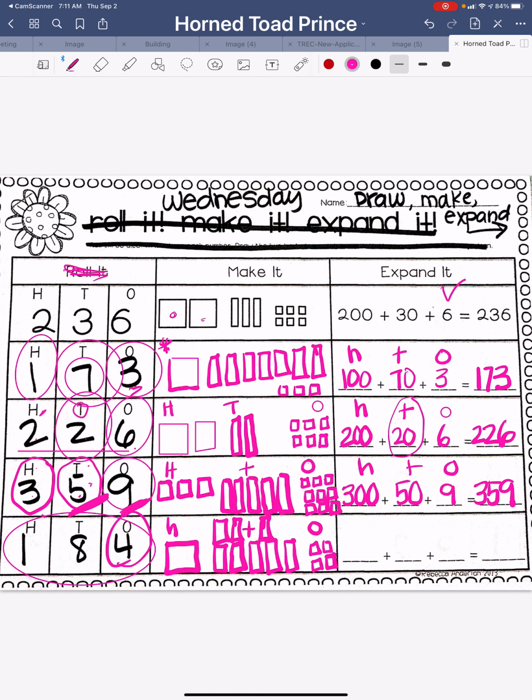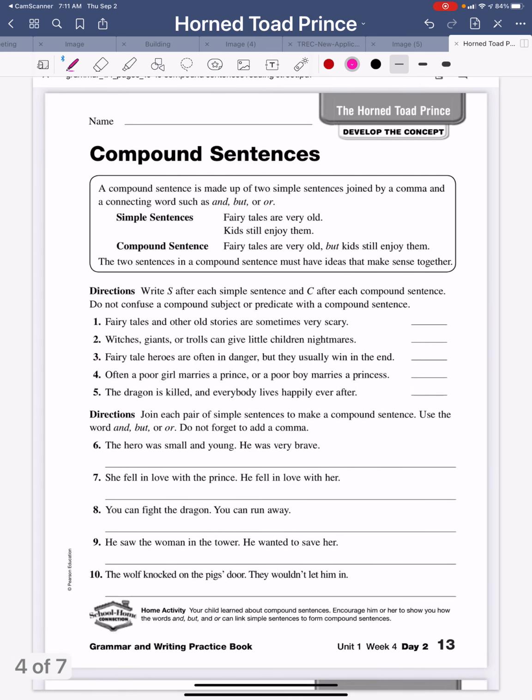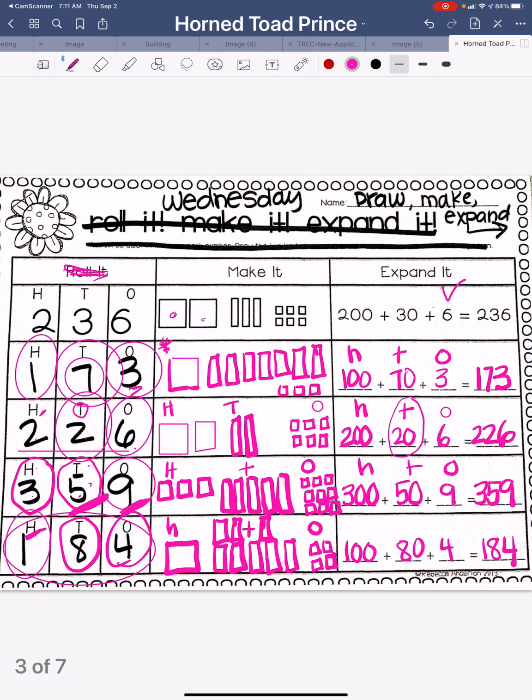All right, and then so now I got to write it in expanded form. So in the hundreds place, I've got 1. So 1 times 100 is 100. And then 8 times 10 is 80. And 4 times 1 is 4. And so then I have 184.